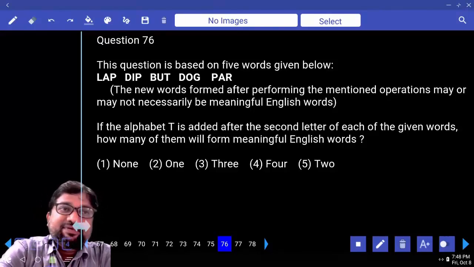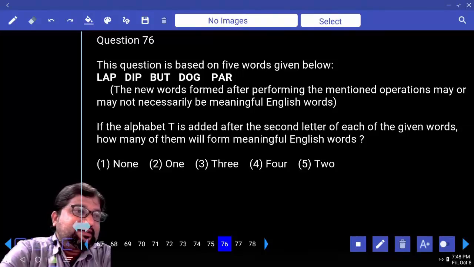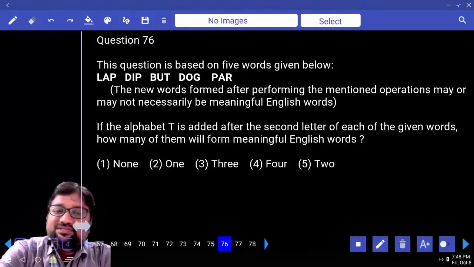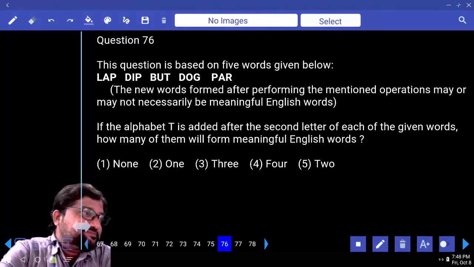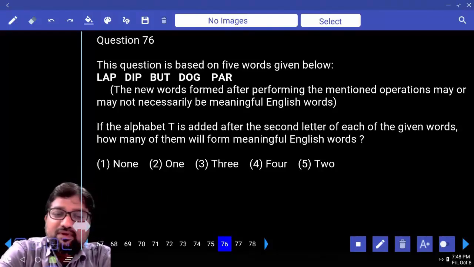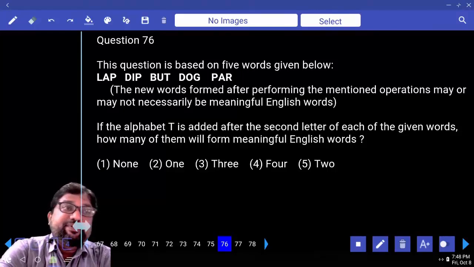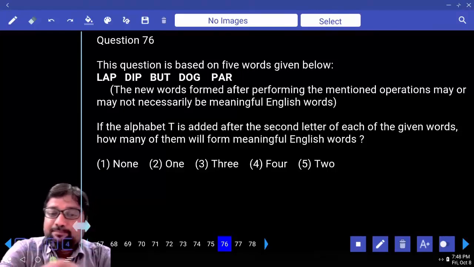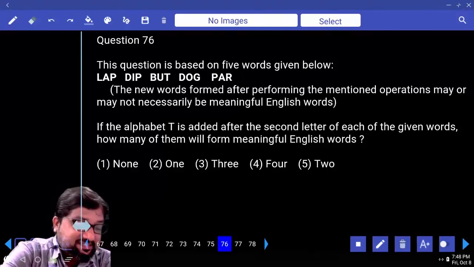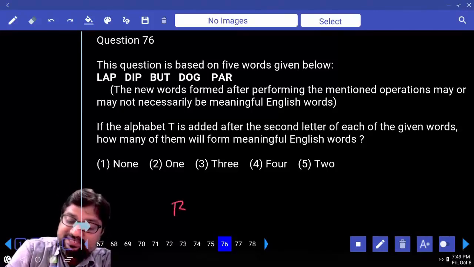So LAP, what is the second letter? Chepandamma. So this becomes LATP. Does this form a meaningful word, LATP? No. DITP? No. BUTT? Yes.